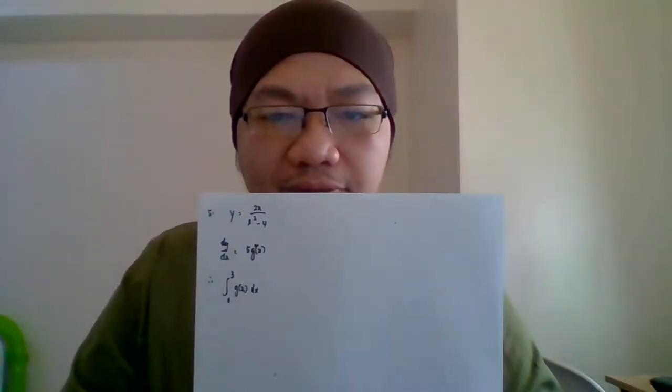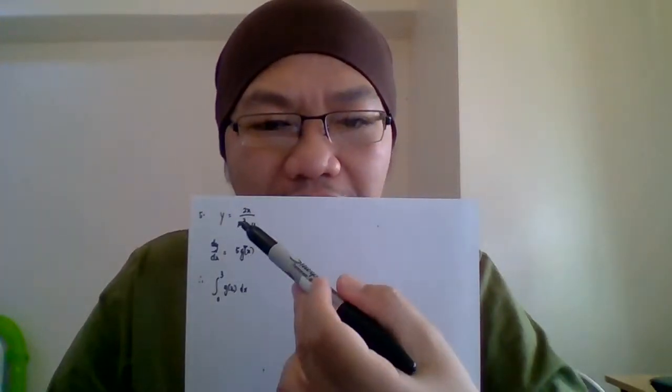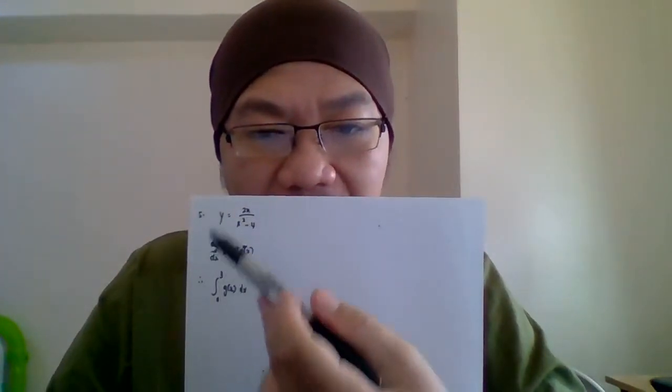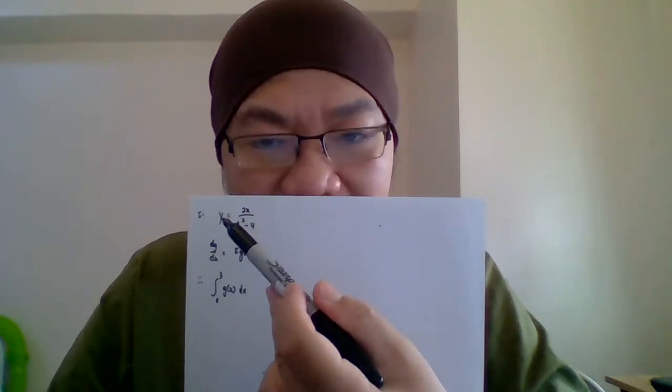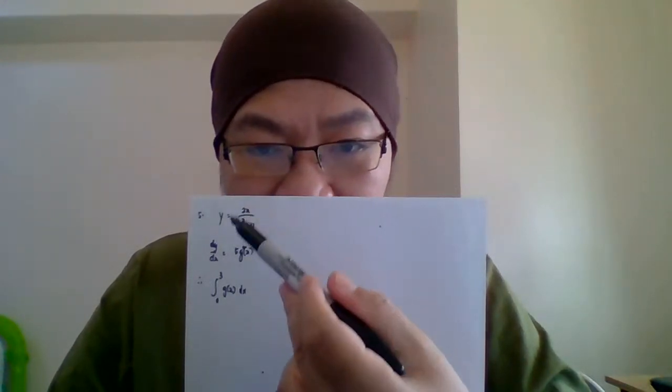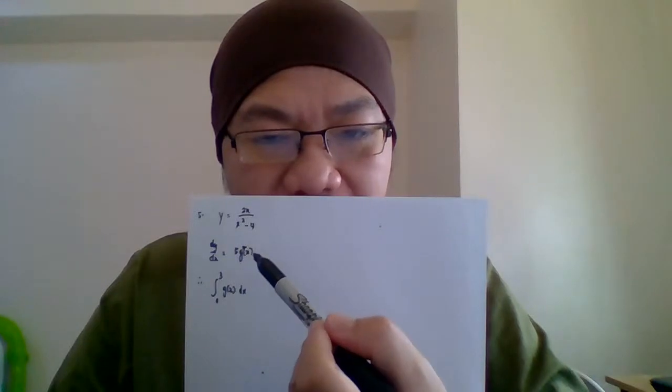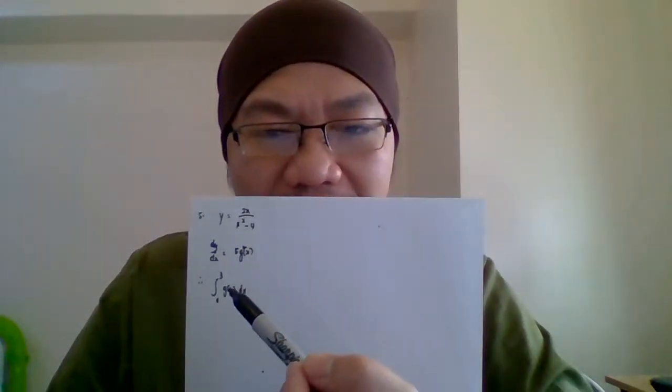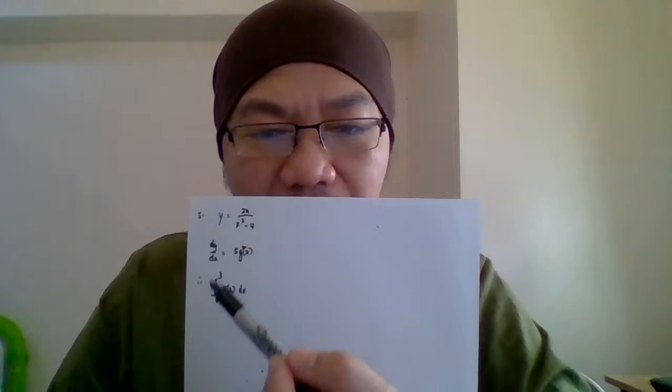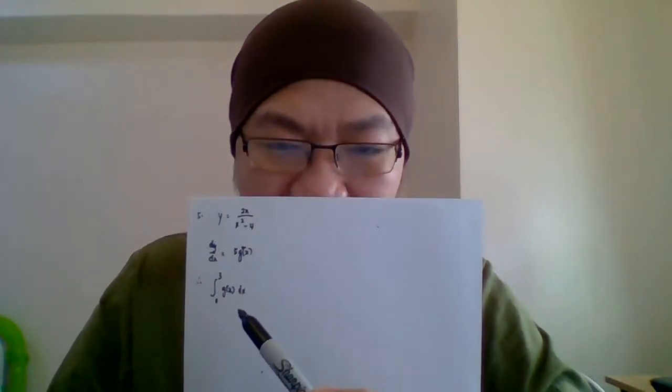Okay, now our question is to find the integral of g(x) for the limit 0 to 3. This is the question here, number 5. The equation of y is given. If you differentiate this y, you're supposed to get 5g(x), which is dy/dx. Now, the question is asking us to integrate g(x) from 0 to 3.